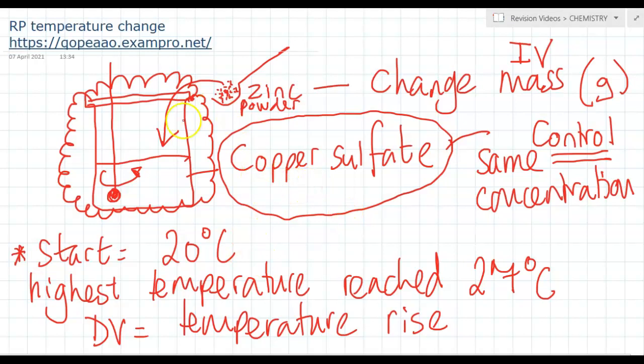So what's the point? The point is to measure the temperature change in a chemical reaction. One thing is being changed by me. One thing is the thing that I'm measuring that hopefully is affected by the independent variable that I'm changing, and anything that could affect the reaction has to be kept the same or controlled.